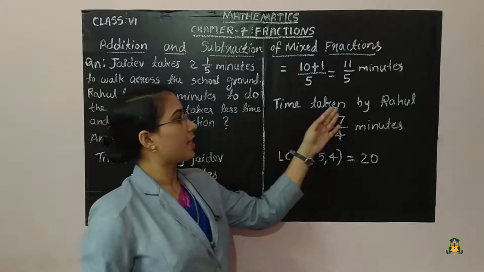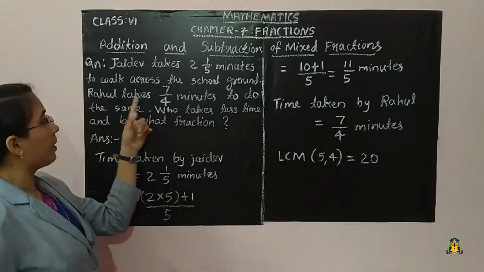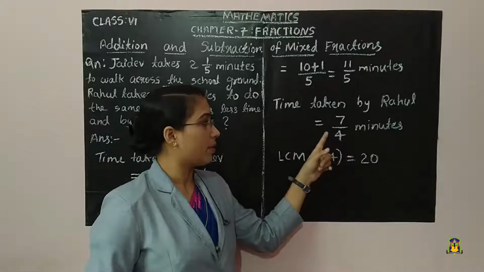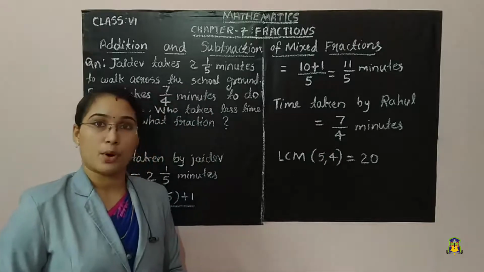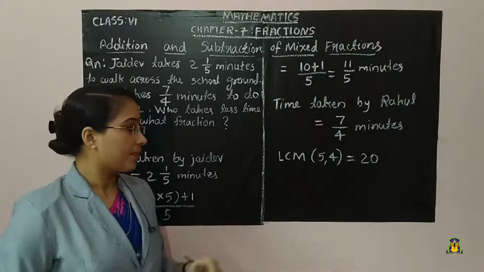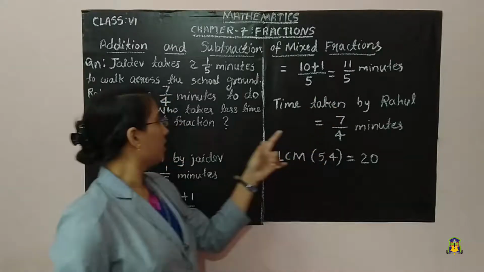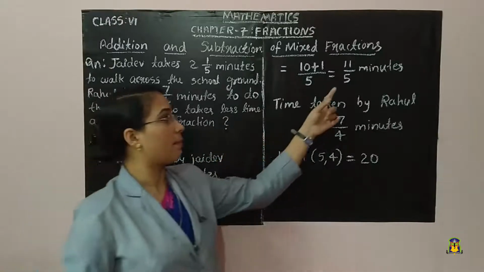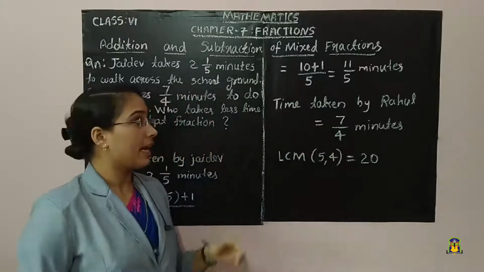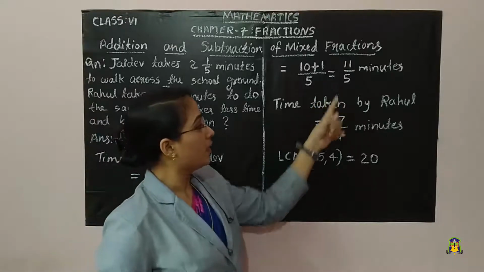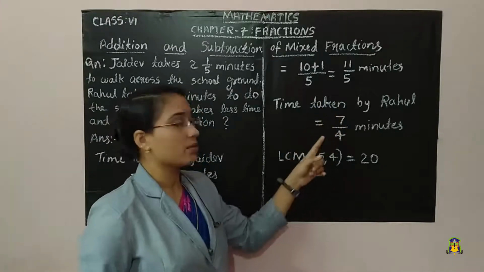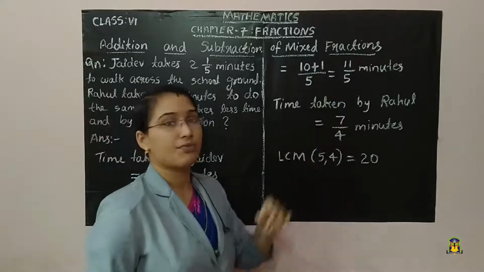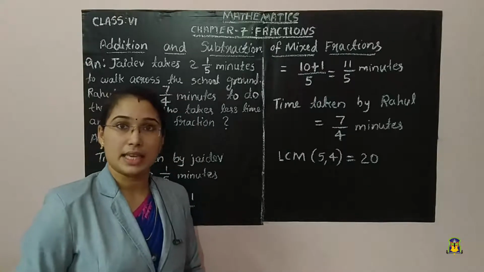Next one, time taken by Rahul. Time taken by Rahul is 7 by 4 minutes. And 7 by 4 is already in the form of improper fraction. So no need to convert. Then after that we want to compare. Here who takes less time? Who takes less time means we want to compare these two improper fractions. And in these improper fractions you can see here numerators are different, denominators also different. So these are unlike fractions. We want to convert these unlike fractions into like fractions. Then only we can compare.